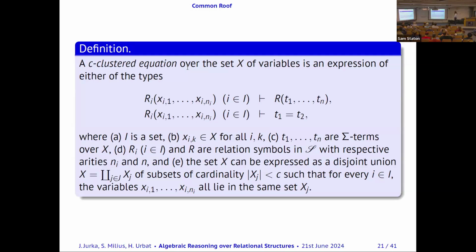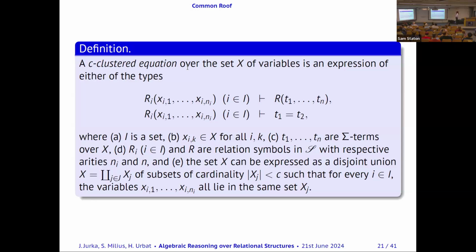And what I will say here is this C-clusteredness condition. So C is some parameter, and what the C-clusteredness condition means is that we can divide X into these disjoint XJs. Each of them is of cardinality less than C. And on the left-hand side, for each I, all the arguments of the relation that appear here are in the same set XJ. So that's the C-clusteredness condition.